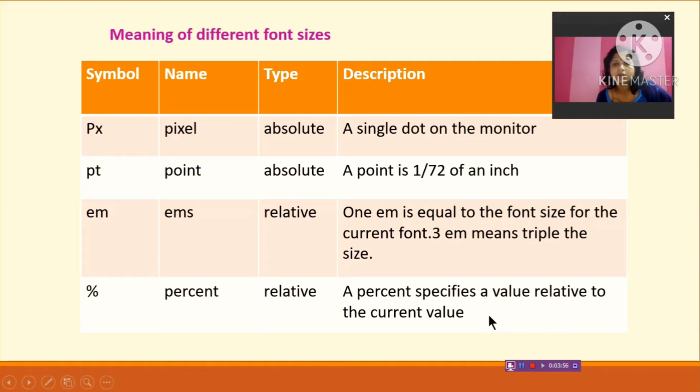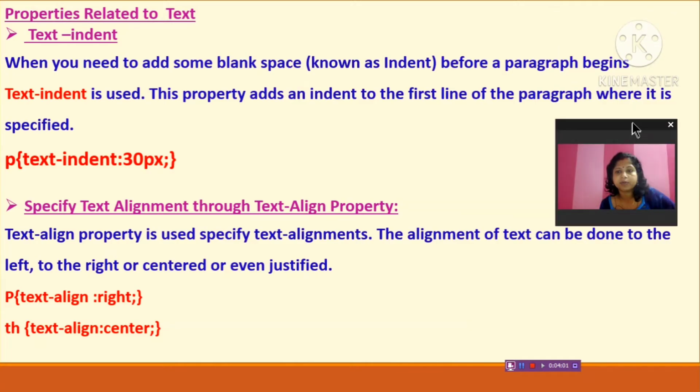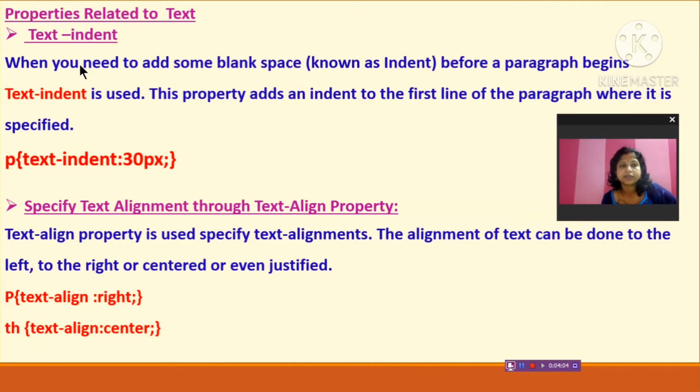So next is another property, text indent. What is indent? Indent is the blank space before a paragraph begins. That means when a paragraph begins, the space we leave before the starting of the paragraph, from the margin, that is your text indent. This property adds an indent to the first line of the paragraph where it is specified. It will add some blank space between the margin and the paragraph.